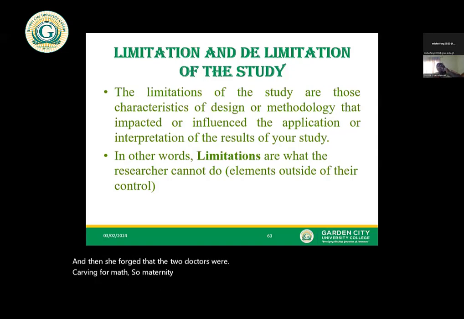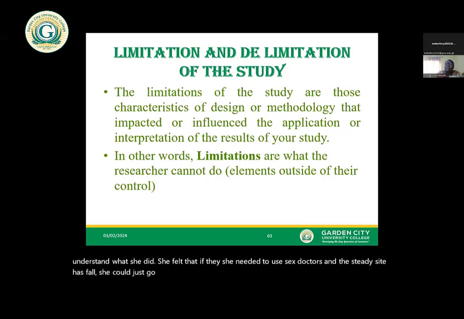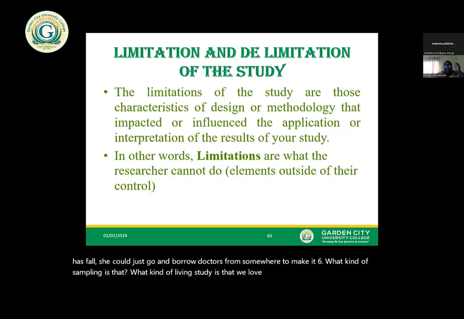We all laughed at her. She didn't even understand what she did. She felt that if she needed to use 6 doctors and the study site has 4, she could just go and borrow doctors from somewhere to make it 6. What kind of sampling is that? What kind of study is that? We laughed. Hey, students, you can do things.